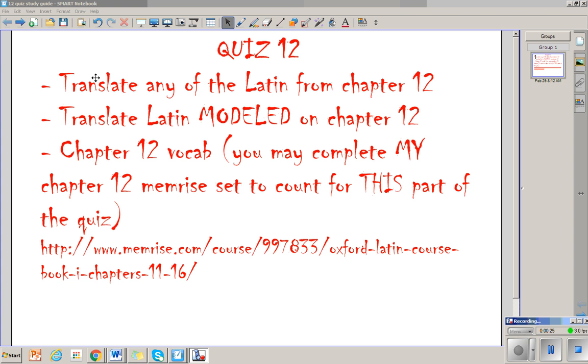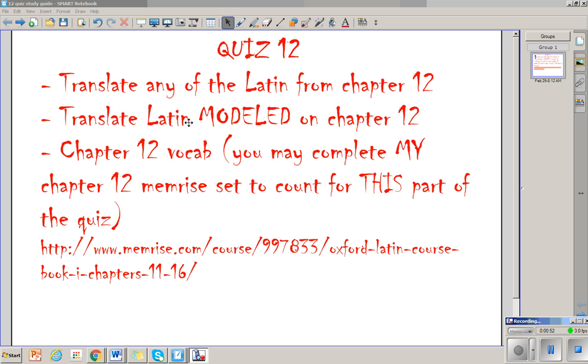The first thing is translate any of the Latin from chapter 12. That could be the cartoon caption, there's only one. That could be the Latin from either of the reading passages from chapter 12, In Felix Dido or Mors Didonis, or it could be any of the Latin from the exercises in the back of the book. So any Latin from chapter 12. Translate into English, that's it.